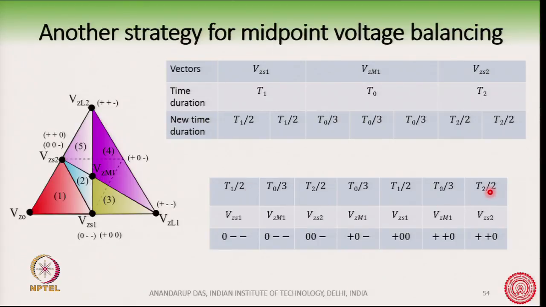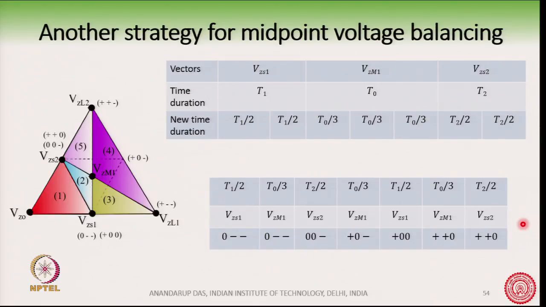Now, what we are doing, in this T1 by 2 period I will apply Vz_S1 vector. In this T0 by 3 period I will apply Vz_M1. In the T2 by 2 period I will apply Vz_S2, and similarly Vz_M1, Vz_S1, Vz_M1 and Vz_S2 corresponding to this table here. Okay. Corresponding to this table I will apply the vectors here.